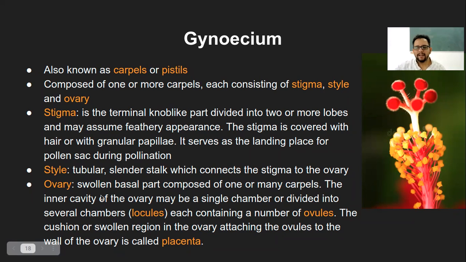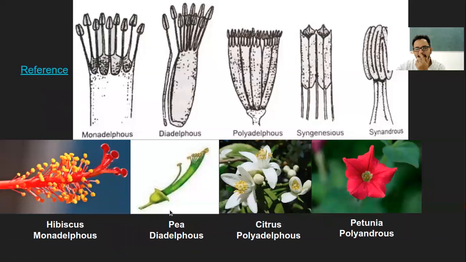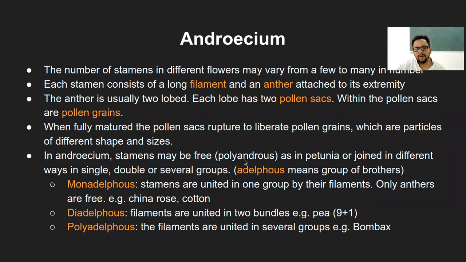The ovary is one of the most important female reproductive structures, which is a swollen basal part. At the base of every flower, there will be a swollen part, and that is usually the ovary. It can have one or many carpels. That means it can have either one ovary, or many ovaries surrounding each other. The inner cavity of the ovary can be a single chamber, or can be divided into several chambers, which are called locules, while the same thing in the case of the androecium was called lobes.